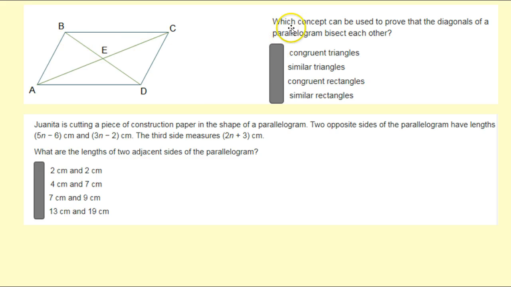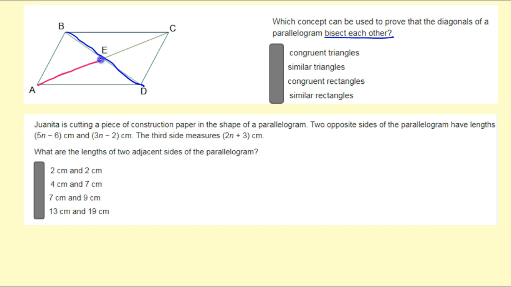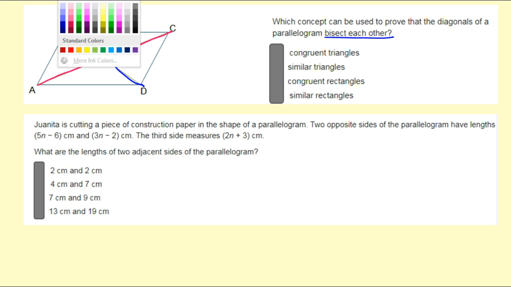Alright, in the next problem, which concept can be used to prove that the diagonals of a parallelogram bisect each other? To answer this question, you need to know what it means for two things to bisect each other. Bisect means to cut exactly in half. So these are the diagonals of this parallelogram, and they're saying we want to prove that these diagonals bisect each other. That means they would cut each other exactly in half.